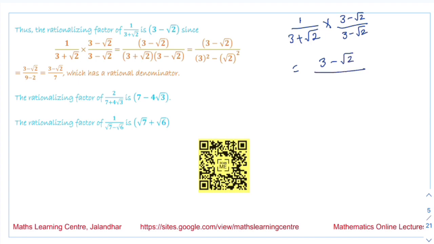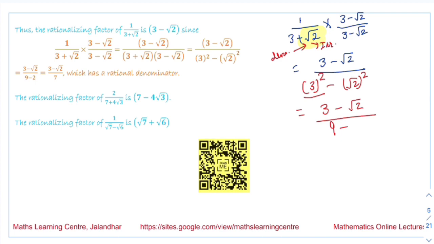Our basic question is that this square root term is there in the denominator, and this is an irrational number and we want to remove this irrational number. So we multiply these two and we get 3 square minus square root of 2 square. So the answer you will get is 3 minus square root of 2 over 9 minus 2. So the answer is 3 minus square root of 2 over 7.